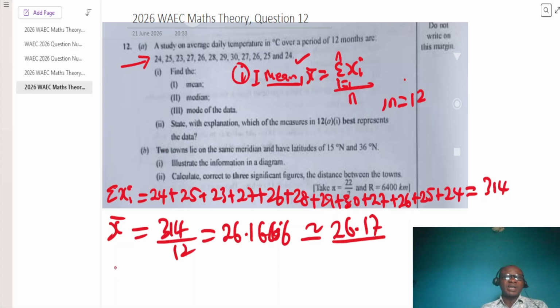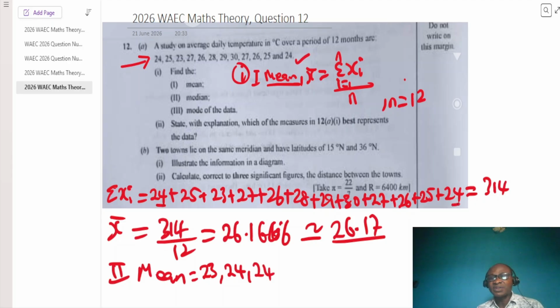Let's go to question I2. For this question, we are asked to find the median. So how do we find the median? We are going to arrange all this temperature data in ascending or descending order, but preferably let's go by ascending order. The smallest data there is 23. After 23, we have 24, and 24 appeared 2 times. As you can see, there is another 24 at the end.